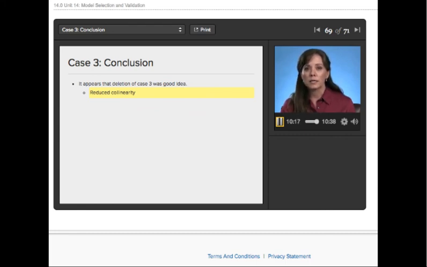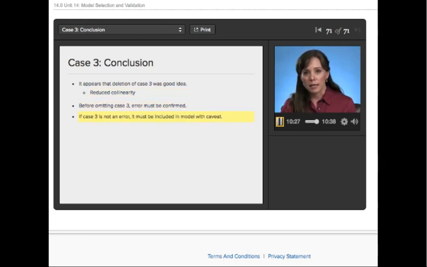But of course, before actually completing the analysis and assuming that case 3 should be completely removed from the model, I would need to check to make sure that case 3 was a mistake. And if it's not a mistake, we need to include it in the model with the caveat that inclusion of that case makes the model turn out a little bit differently than not including it.